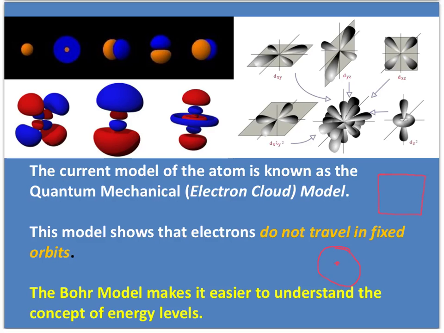But if this is true, why do we still study or use the Bohr model? It's just that the Bohr model makes it easier to understand the concept of energy levels, that electrons are found in different orbits. Even though it's not fixed, they're still found in different orbits. And the Bohr model makes it easier for us to understand the concept of energy levels.